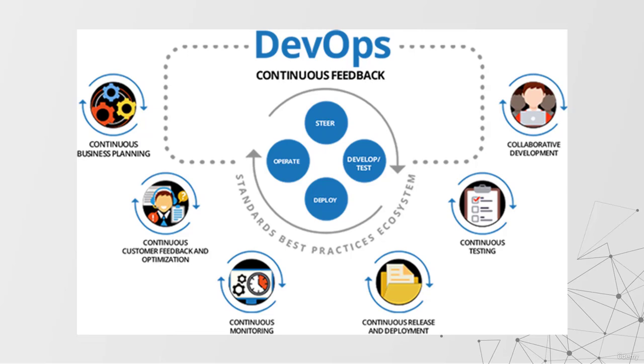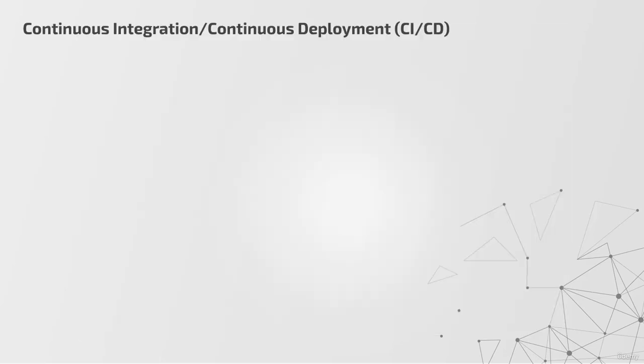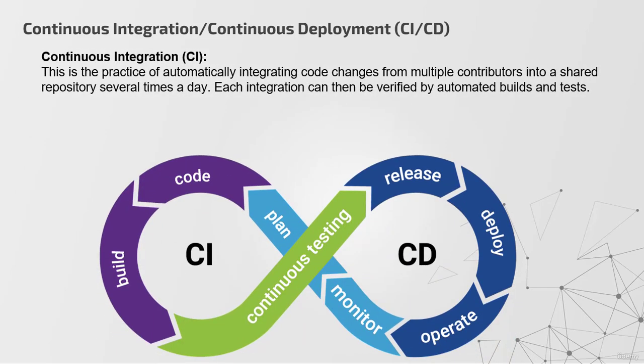Now let's move on to continuous integration and continuous deployment in the cloud, or CI/CD. So we'll start off first with continuous integration, or CI, and this is the practice of automatically integrating code changes from multiple contributors into a shared repository several times a day. So each integration can then be verified by automated builds and tests.